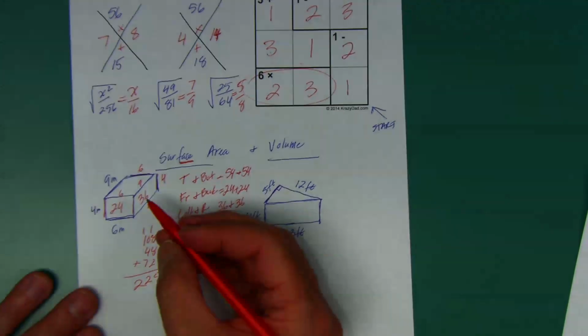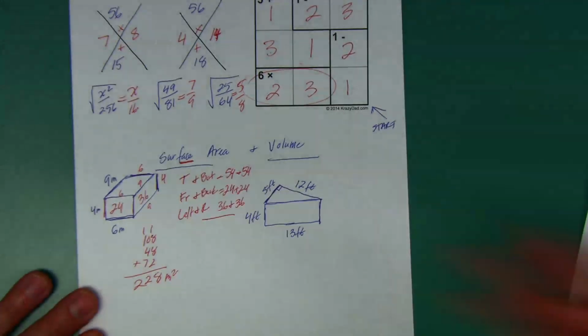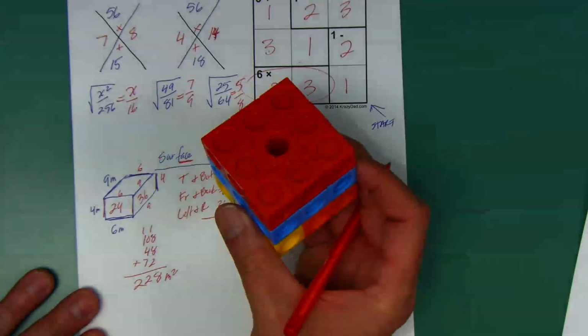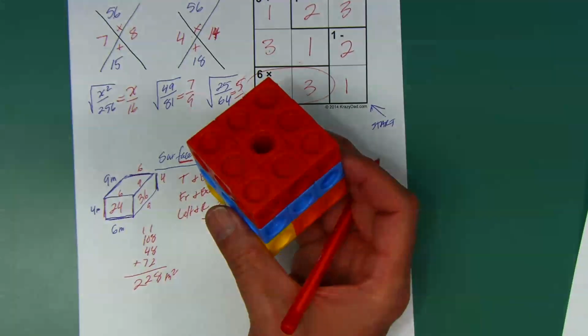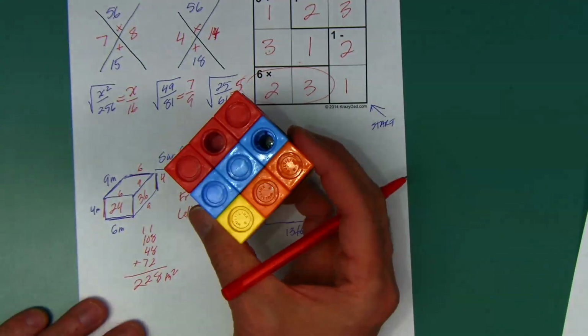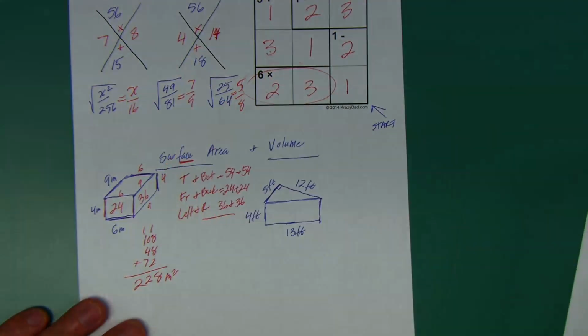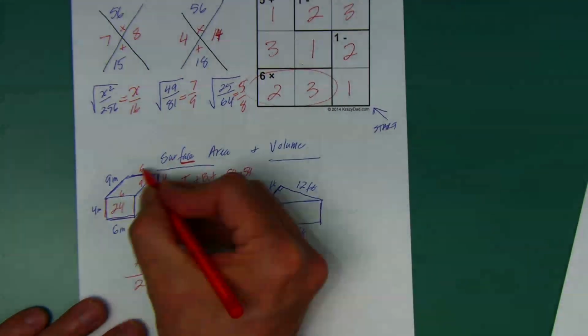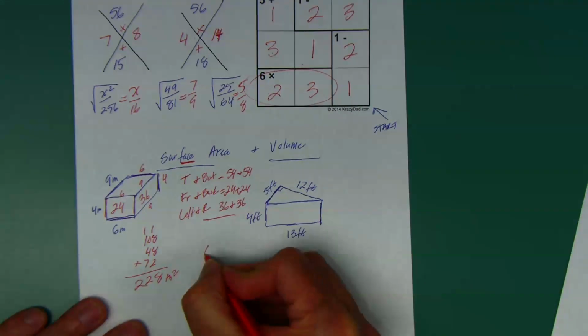And remember how the volume works. Get the area of the top, right? The area of the top, in this case, 3 times 3. That's 9 for that top layer. I got 3 layers. 9 times 3 is 27. The area of the top here, 6 times 9, 54.